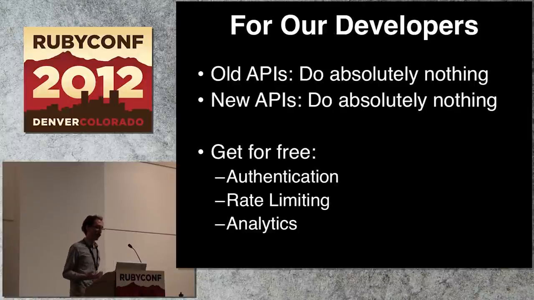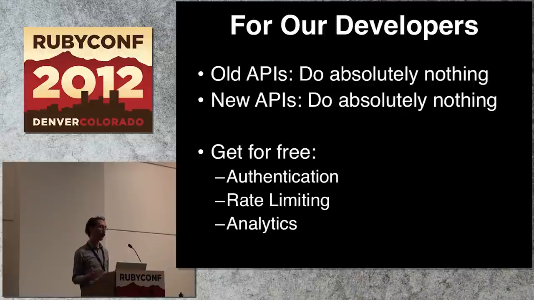And for our developers, the real advantage is that for old APIs, they had to do absolutely nothing. We had an existing suite of APIs already out there, but they were all over the place, and just by existing, we were able to put them behind this reverse proxy, and then we were immediately able to start layering authentication, rate limiting, and analytics on top of it. And the same goes for new APIs.